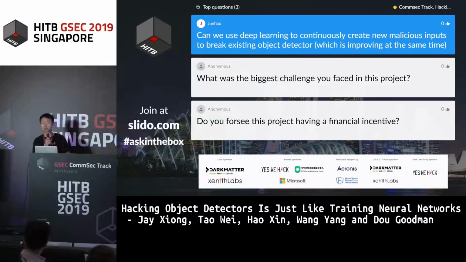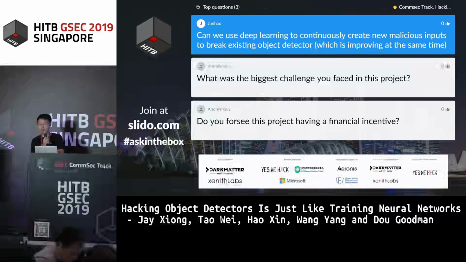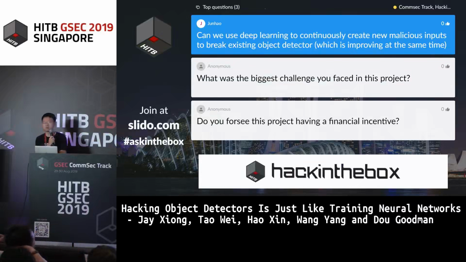So I guess as object detectors evolve, because you want to constantly prevent these kinds of attacks, a malicious attacker can also do the same. So like the sticker example just now, can you also use deep learning to create new stickers that try to break existing detectors?